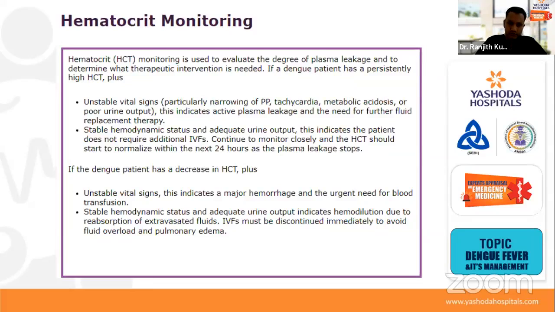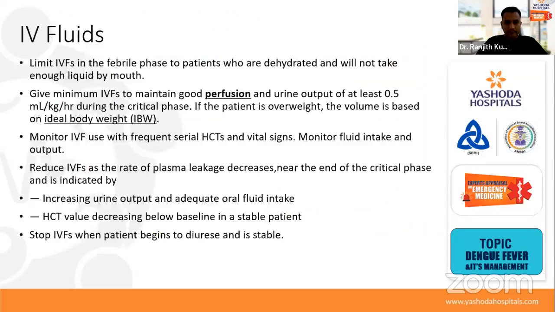If a dengue patient presents with a decrease in hematocrit with unstable vitals, it can indicate a major hemorrhage, which mandates an urgent blood transfusion. Stable hemodynamic status with adequate urine output usually indicates hemodilution due to resorption of the already extravasated fluids. In these patients, IV fluids should be discontinued, because continuous administration of IV fluids can lead to fluid overload states.